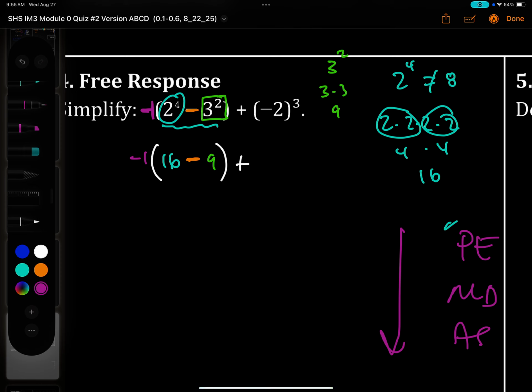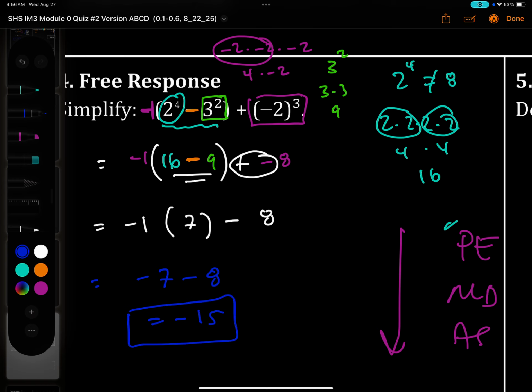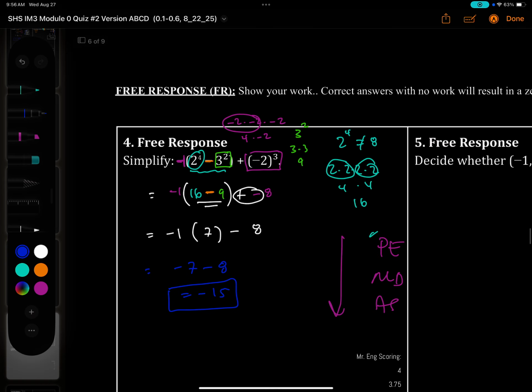Okay, and that should be clear because on this one, it has the parentheses. That's how you know they want you to do 3 -2s by multiplication. So that'll become +4 times -2 is -8. Okay, so I'm going to have -1 times 16 minus 9 is 7 minus 8. Remember, the negative wins here. -7 minus 8 gives you -15. So I have -15 as my final answer.